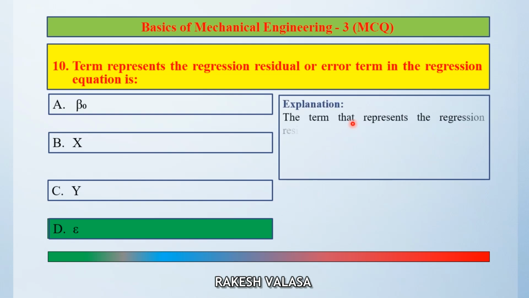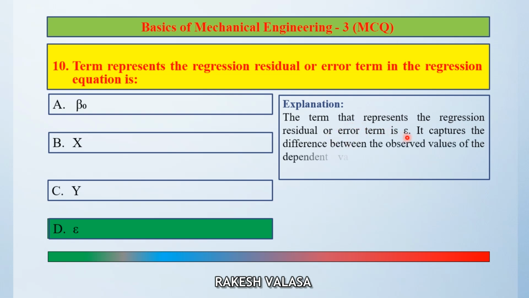The term that represents the regression residual or error term is epsilon. It captures the difference between the observed values of the dependent variable y and the values predicted by the regression model. So the correct answer is option D, epsilon.